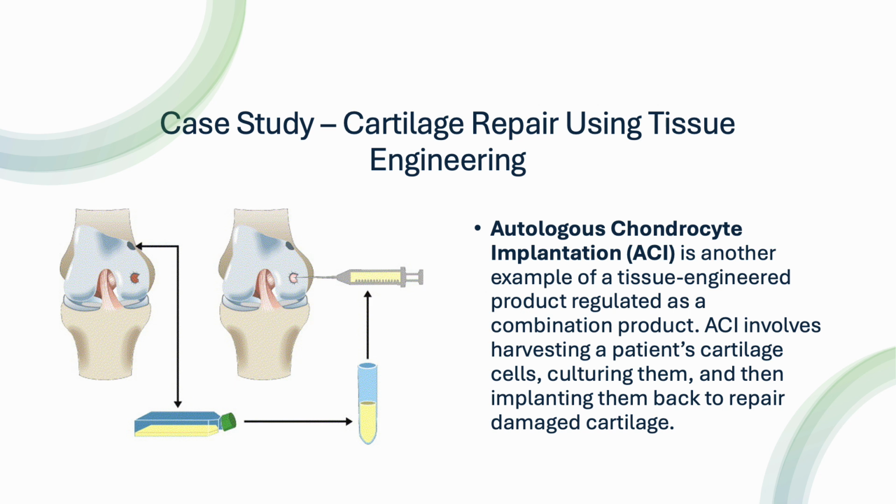Now, autologous chondrocyte implantation is another example of a tissue-engineered product. It's a combination product, and it involves harvesting a patient's cartilage, as you can see in the picture, culturing the cells, and then implanting them back to repair damaged cartilage.